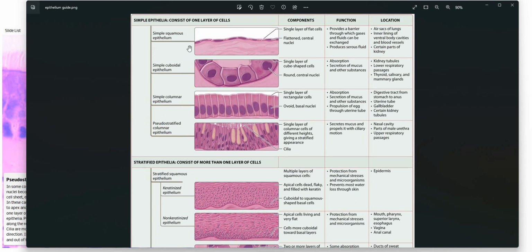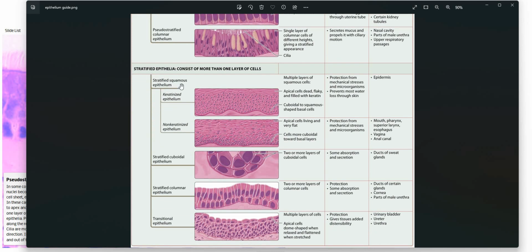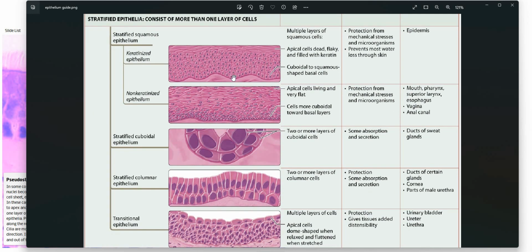And then we have stratified counterparts. So we have basically stratified squamous tissue, stratified cuboidal, and columnar. So they're going to be exactly the same shape of cells, but now we're dealing with multiple layers or strata. So first off, we have stratified squamous epithelium. This is going to be found in the skin or at the epidermis, that superficial layer of the skin.